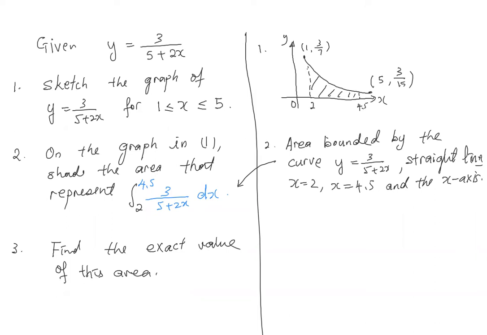Then part 3, you just have to integrate. When you do a definite integration, we have learned under the fundamental theorem, correct? You integrate it, you put in a bracket here. When you integrate this, you get ln. You follow the formula.